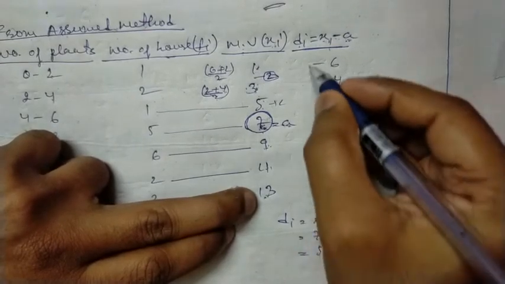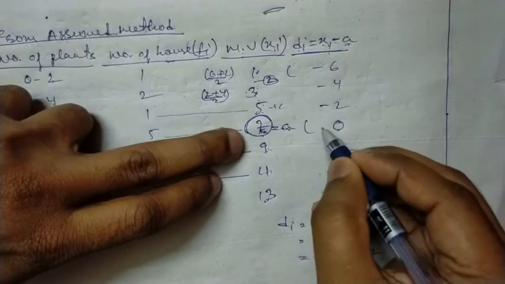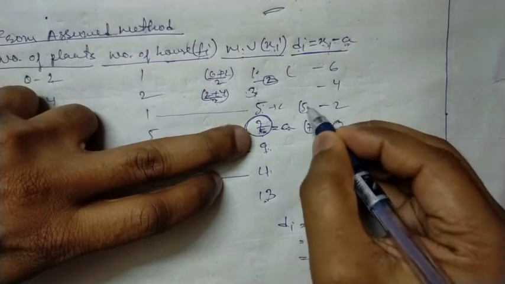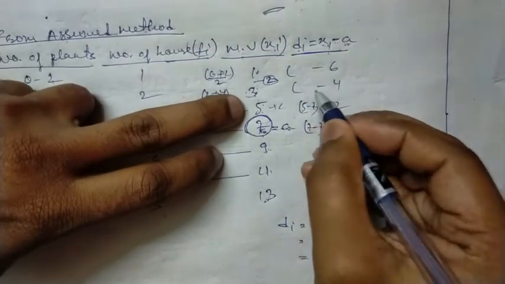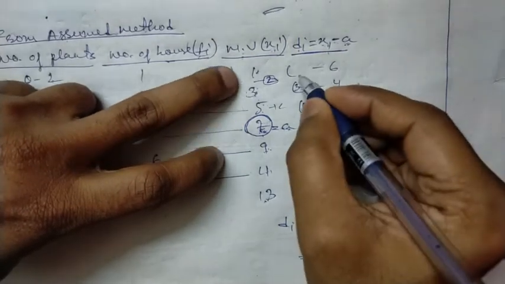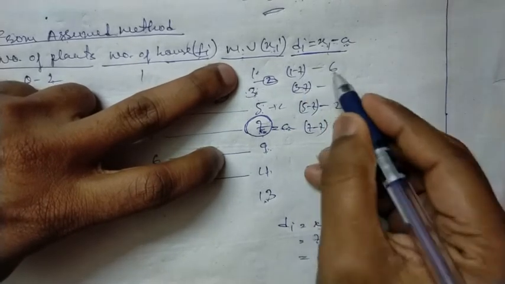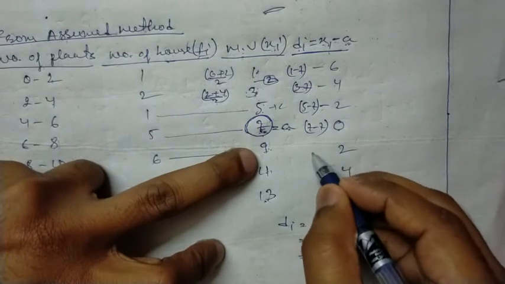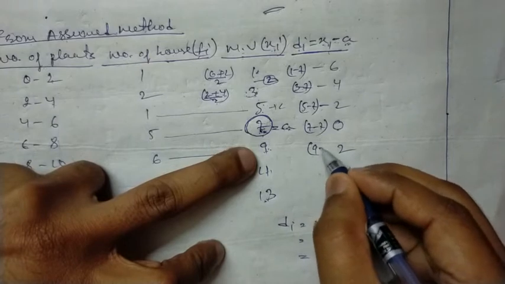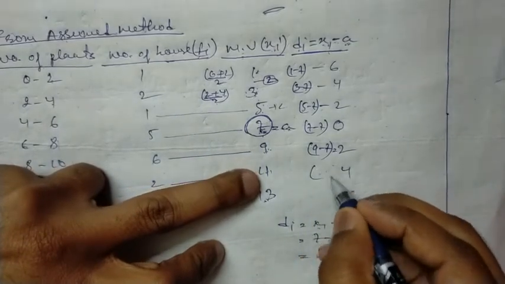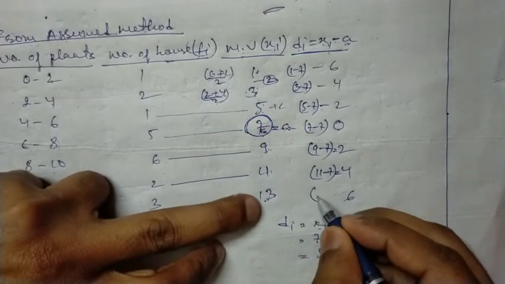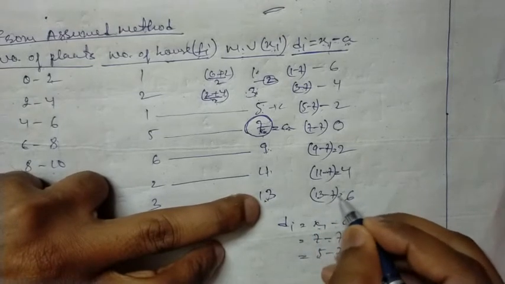Okay, so I'll show you here also. See here how we are getting 7 minus 7, 0. 5 minus 7, minus 2. Again, 3 minus 7, minus 4. 1 minus 7, minus 6. Here how we have got the 2: 9 minus 7. 11 minus 7, 4. 13 minus 7, that is 6.